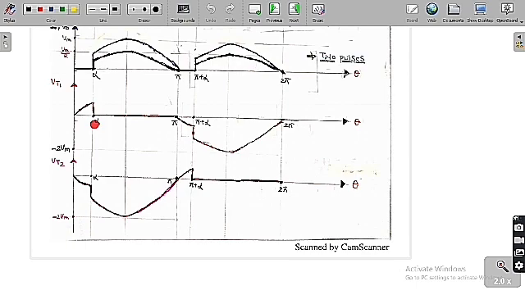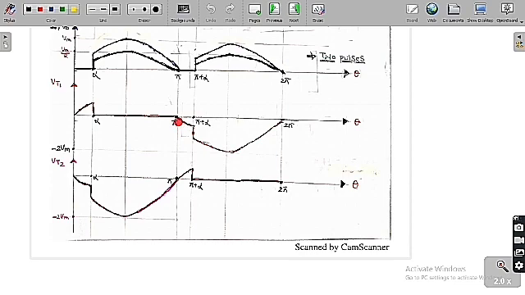We draw the voltage diagrams for thyristor T1 and thyristor T2. For thyristor T1, I have already told you that from 0 to alpha it is in forward blocking mode. So the supply voltage VAN is equal to the voltage across T1, which is the forward blocking voltage. From alpha to pi, thyristor T1 is on, so we get a short circuit.